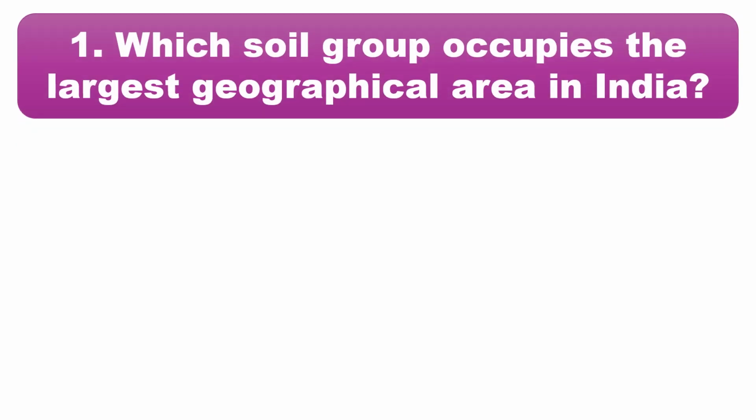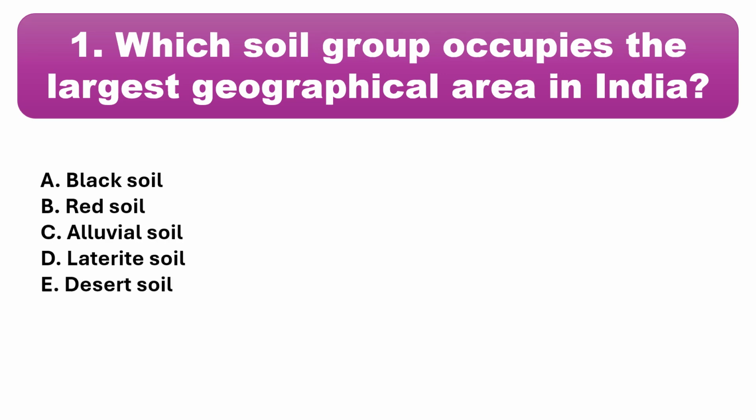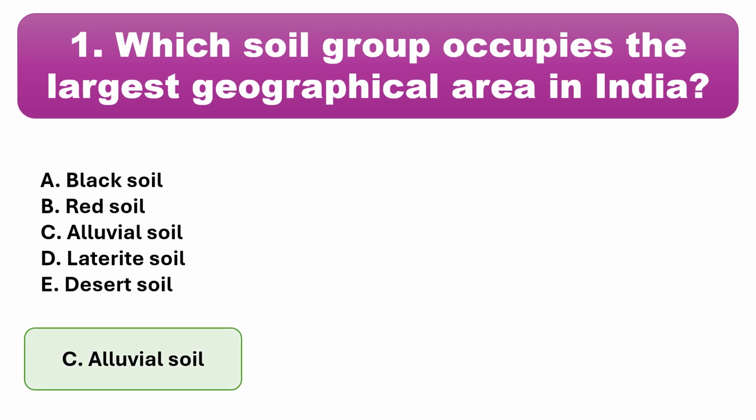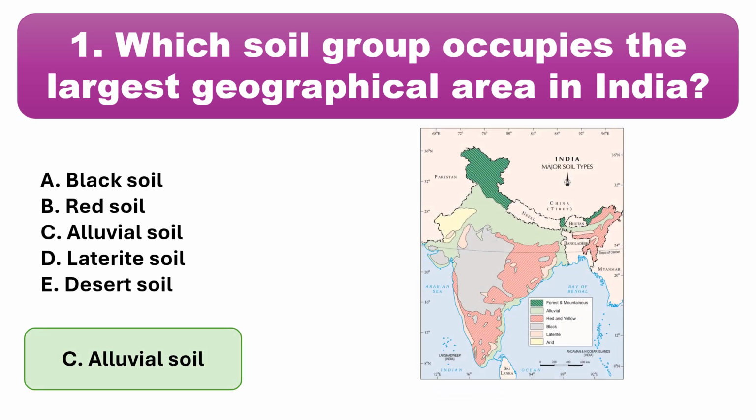First question: which soil group occupies the largest geographical area in India? The options are A. Black soil, B. Red soil, C. Alluvial soil, D. Laterite soil, and E. Desert soil. The correct answer here is alluvial soil. Alluvial soil occupies the largest geographical area in India and it almost covers 50% of the land area.